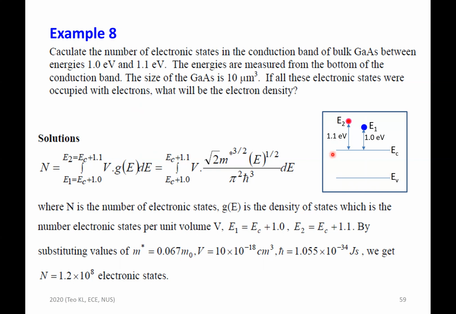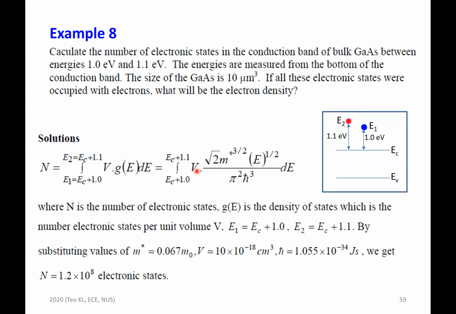If we look at the three-dimensional case, let us draw a spatial energy diagram. Measured from the bottom of the conduction band, one energy is 1 eV, and the other is 1.1 eV. Again, the number of states is the volume times the density of states. So you integrate from EC plus 1.0 to EC plus 1.1, and you substitute your density of states equation, g(E), in this.